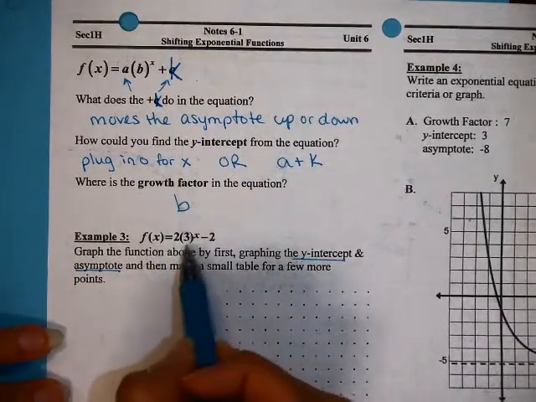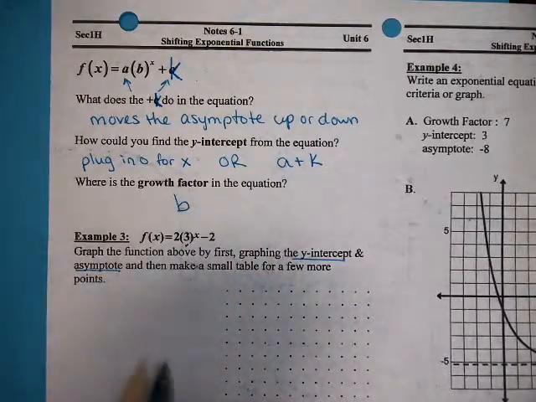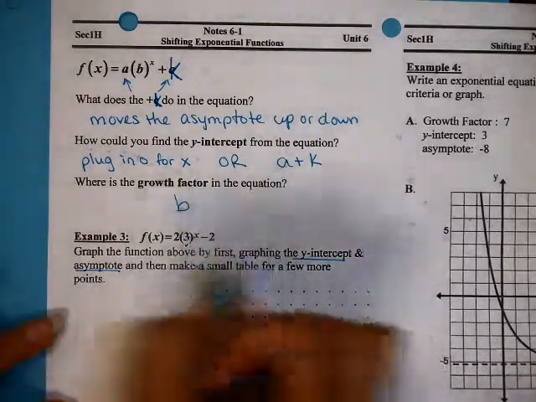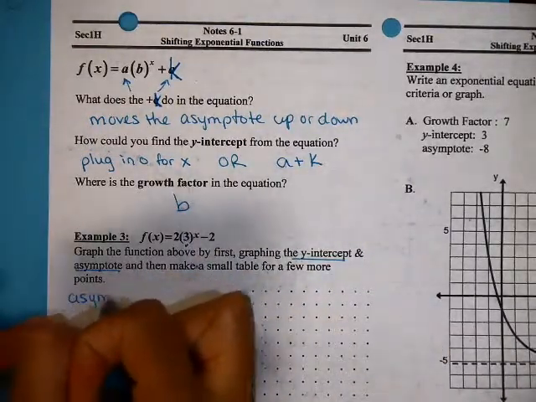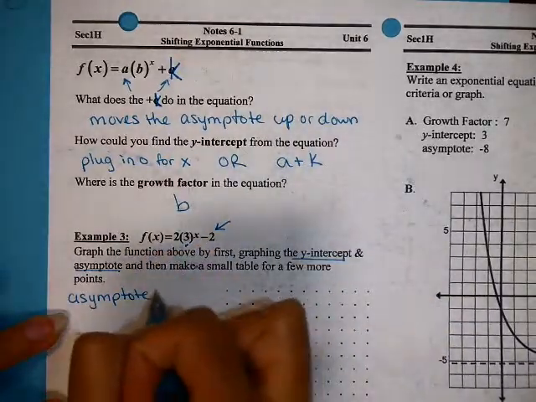When we know the growth factor, so we know it'll be growth, but we are going to make a table of just 2 more values just to see how things go. 2 or 3 values. All right, so our asymptote line. That's the easiest thing to see because it's the thing hanging on the end there. It's negative 2.